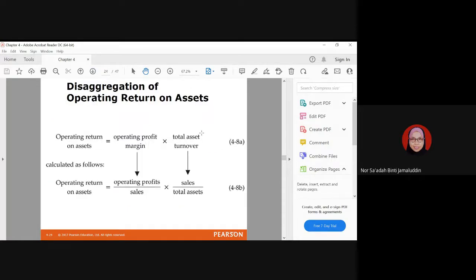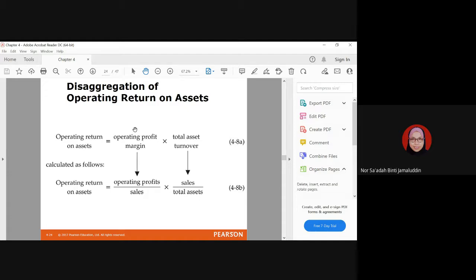Alright. This is the aggregation of operating return on asset. In order to calculate the operating return on asset, we use the first formula: operating return on asset equals operating profit margin times total asset turnover. Operating profit margin has its own formula, which is operating profit divided by sales. And total asset turnover also has its own formula, which is sales divided by total asset.